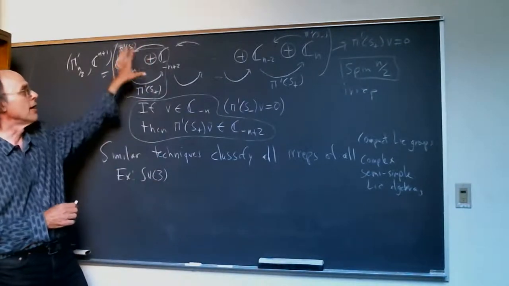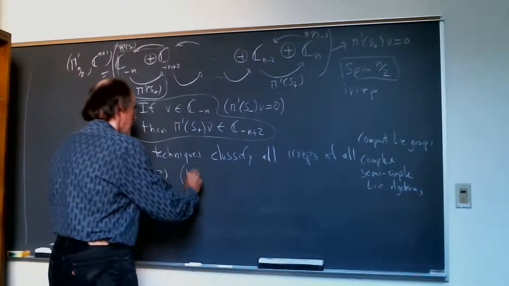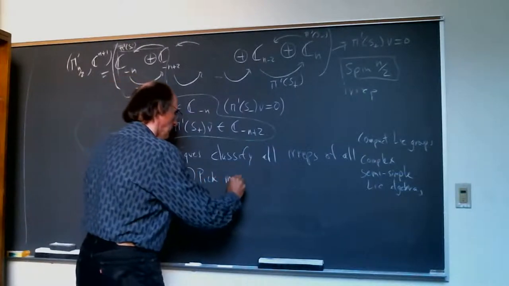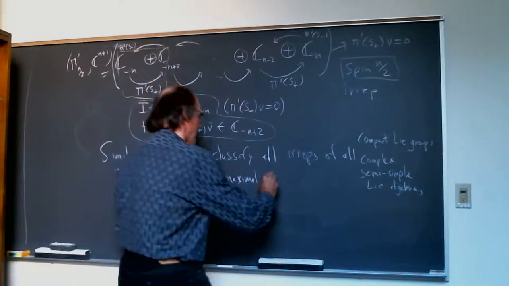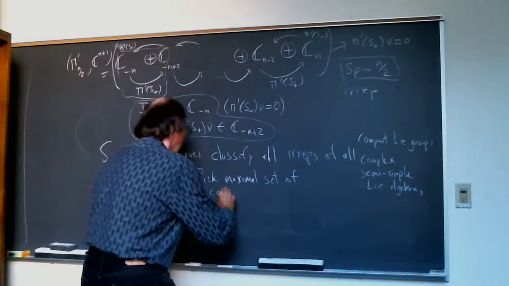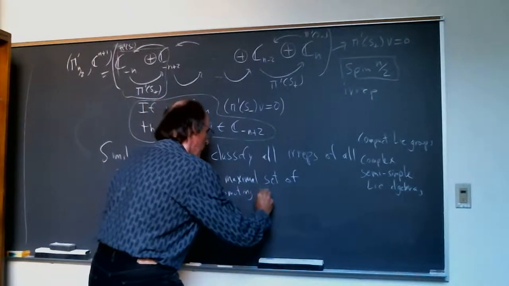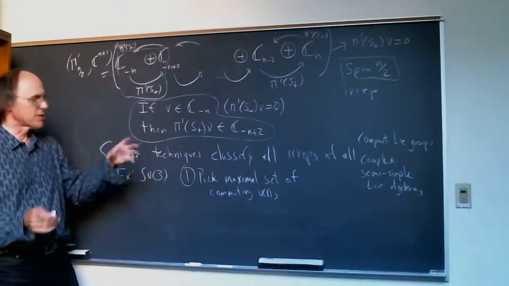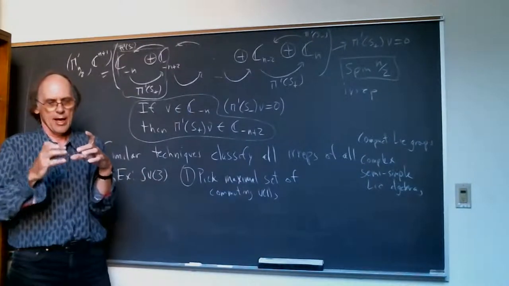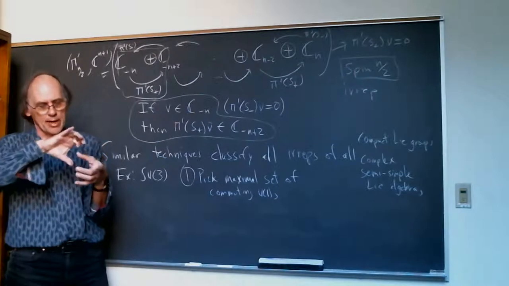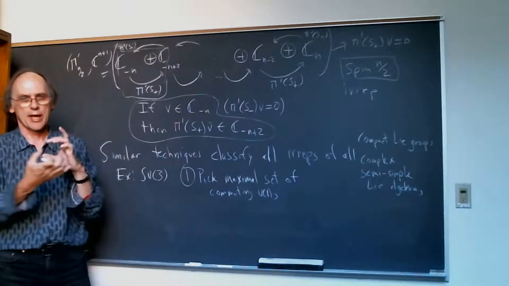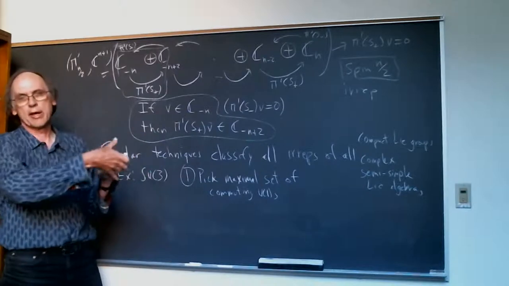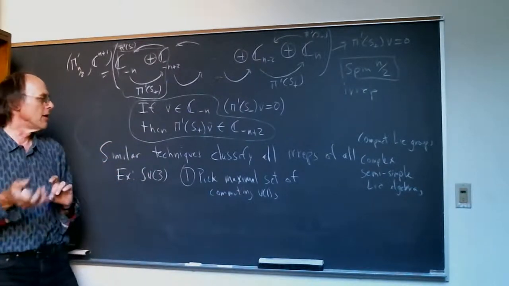The story there is that you do the same kind of thing. You pick a maximal set of commuting U1s. What happens when you go to bigger Lie groups is that in SU2, once you've picked a single U1, if you try to pick any other U1, it's going to have elements that don't commute with your original U1. But if you go to SU3, once you pick one U1, you can also pick another U1 that commutes.